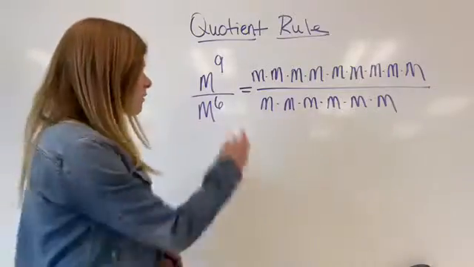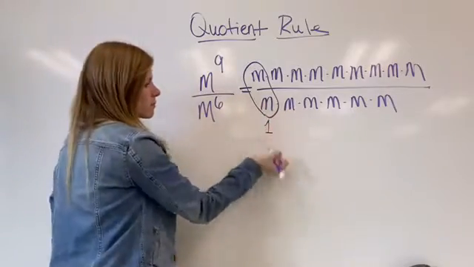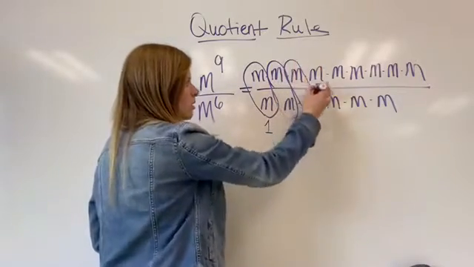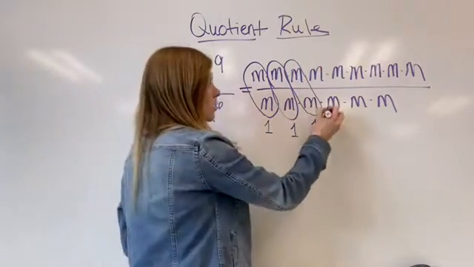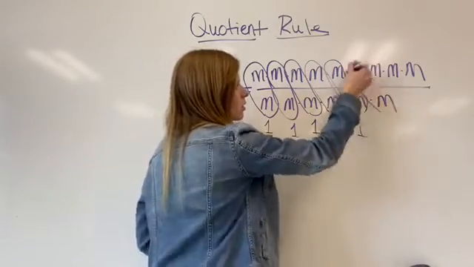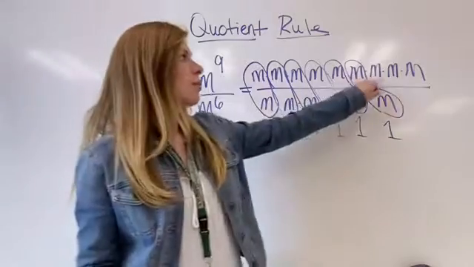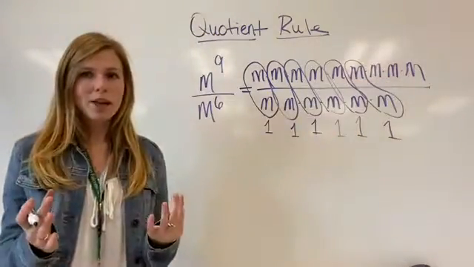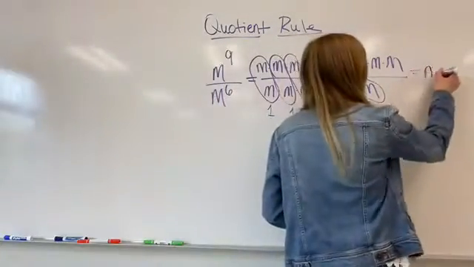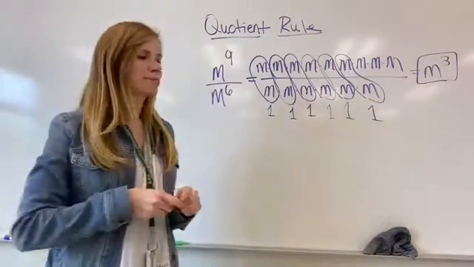Let's take a look at what we have. I know that m divided by m, anything divided by itself is 1. M divided by m, there's another 1. M divided by m, there's another 1. Another 1. Another 1. And another 1. So what do I have left over? M times m times m. I don't want to leave my answer that way. I want to simplify that down. I can write it with an exponent. My answer is m cubed.